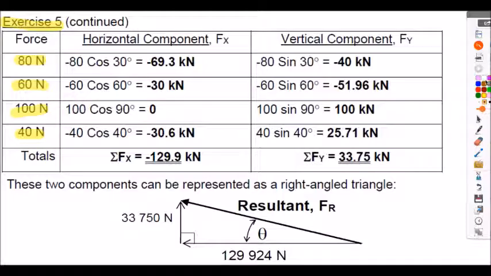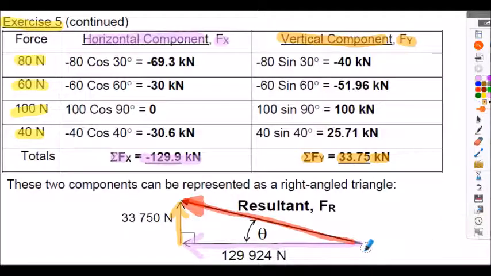And we resolve them into the horizontal components called Fx here, which totals down here to negative 129.9 kilonewtons. And we've got the vertical components, the Fy components, which totals to 33.75 kilonewtons positive. So just be aware when we construct our right-angled vector diagram here that the Fx summation in this particular case is drawn in the negative sense. On the end of that we draw the summation of the Fy components, the vertical components, and that's in a positive sense. And then this is our resultant force vector, shown in red.